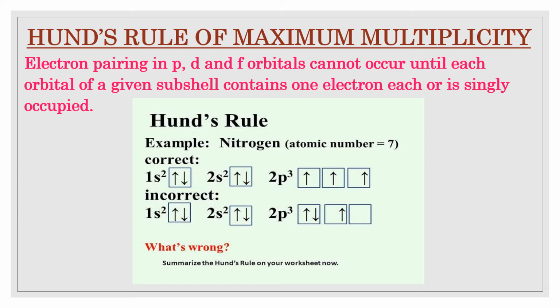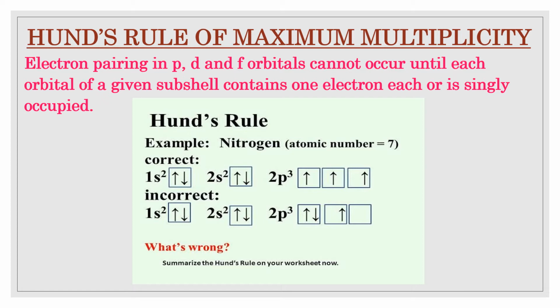So for the correct one, what will be the total spin? The total spin of the unpaired electrons. Unpaired electrons, you can see over here, are the electrons which are not paired up. So the total spin of the unpaired electrons will be one half plus one half plus one half, which equals 3 by 2. So that will be the total spin of the unpaired electrons. This is one example of Hund's rule.